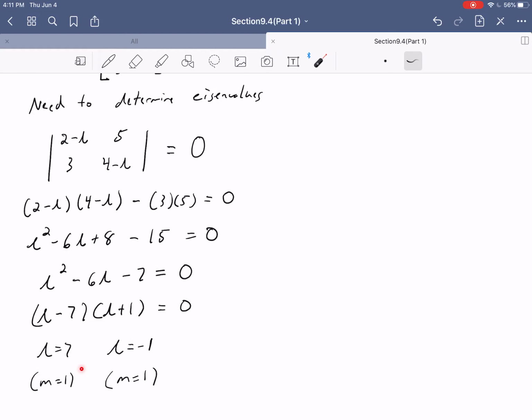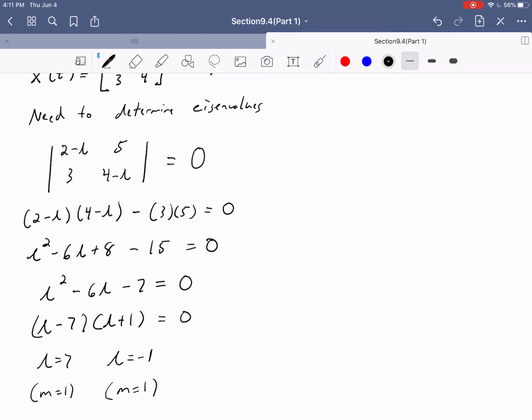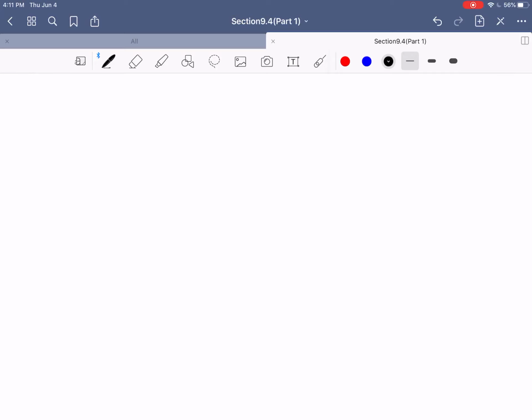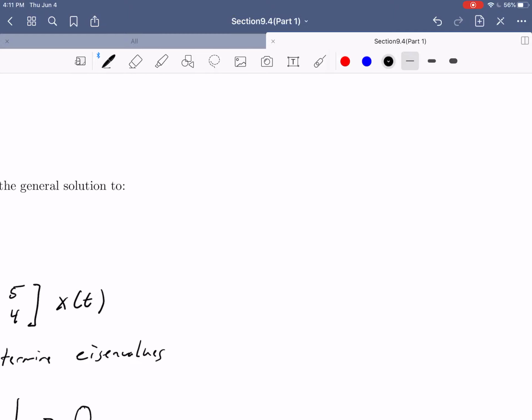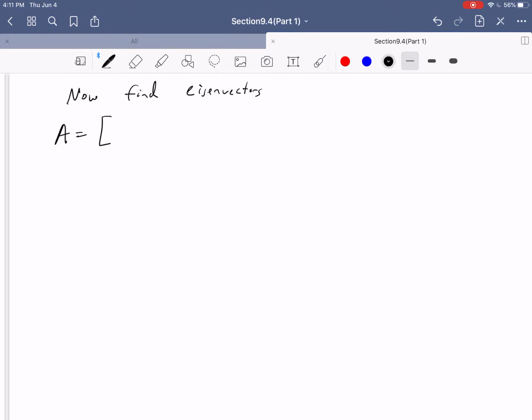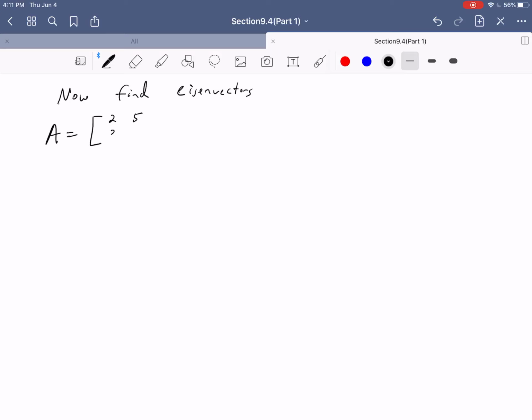Now that we have these eigenvalues, we need to go ahead and find the corresponding eigenvectors. So we'll go ahead and do that on our next page here. So now find eigenvectors. So remember our matrix A in this case was, what do we have there? 2, 5, 3, 4. All right, let's start with lambda equals 7.